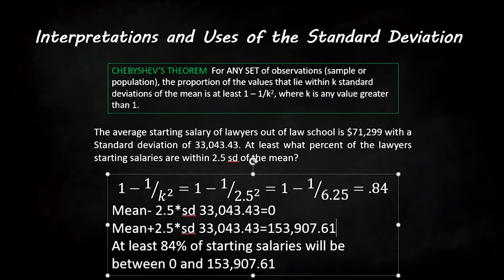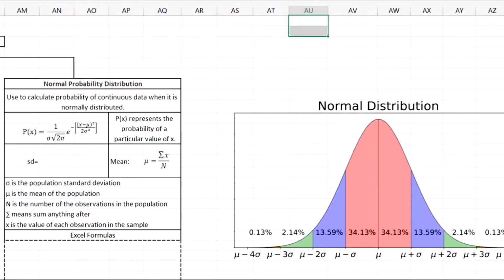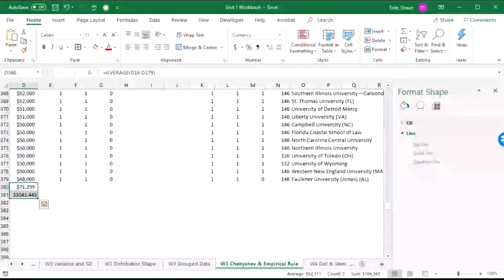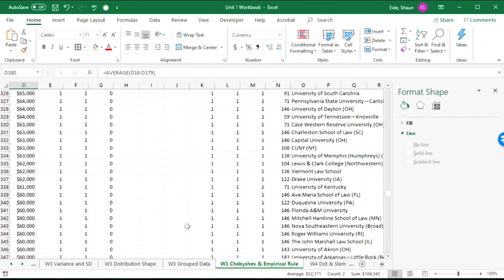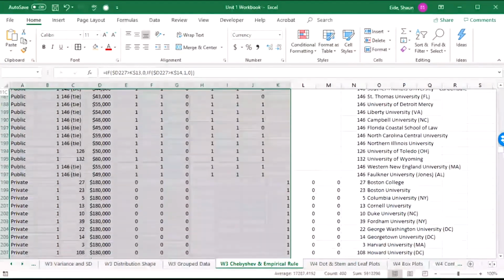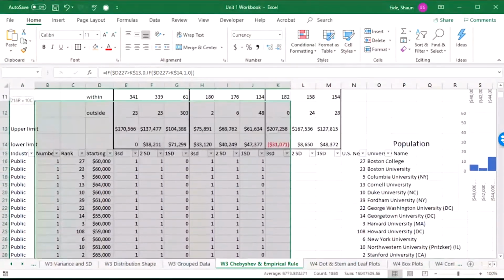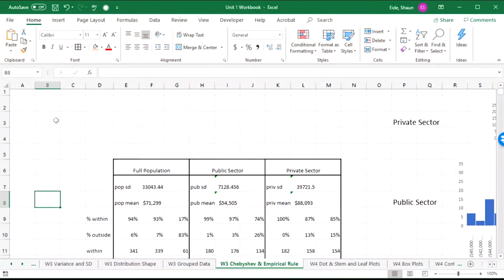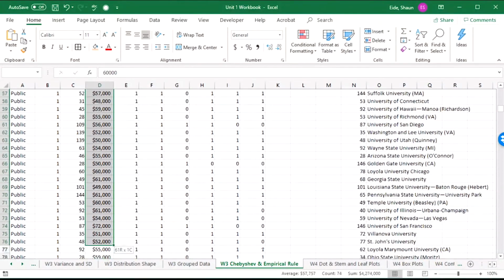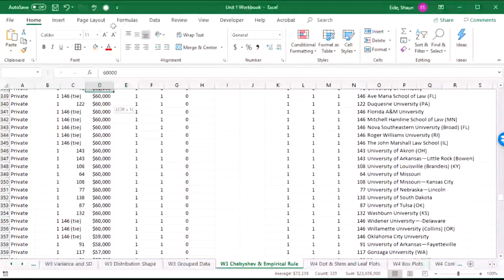And so let me show you why I specifically chose lawyers. Okay, so I'm going to pull the data set up right here. Okay, so this is the data set. This right here is a spreadsheet of the starting salaries of lawyers, I believe for the year 2018 or 2019. And so we've got the starting salaries of all the lawyers by university right here.